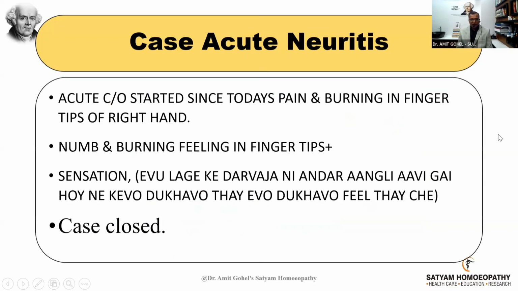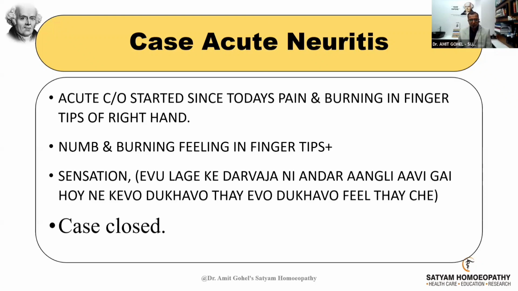Fine. Another case, the case of a female having acute neuritis. So what happened? Acute complaint started since this morning. In the morning, pain and burning in the fingertips of the right hand. Suddenly it started. It's like a numbness and burning feeling in the fingertips, and the patient is telling only these symptoms, that there is a burning and numbness in the fingertips. And I asked what you feel exactly, what was the sensation.